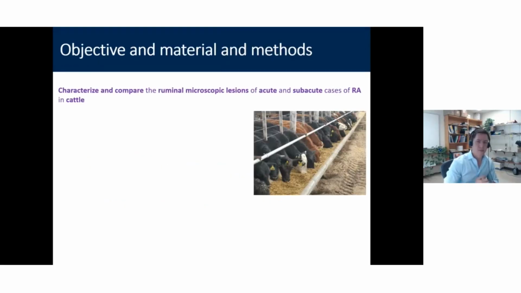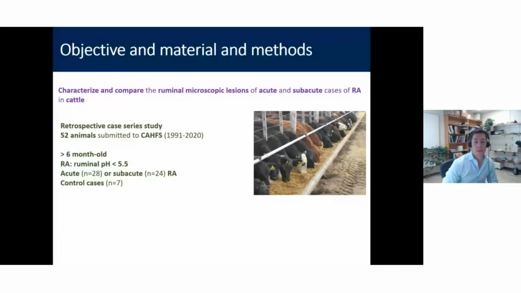differences or variation of ruminal pH after death, and a few differential diagnoses of the disease. So the objective of the paper was quite straightforward and short, but very concise. We really wanted to characterize and compare the ruminal microscopic lesions in the acute form of the disease and the subacute. And we only included cattle in this first project.